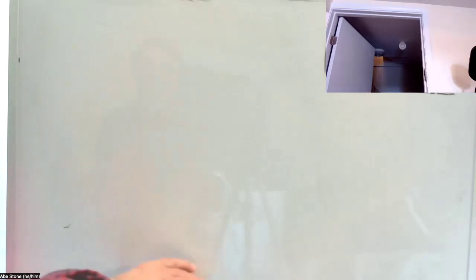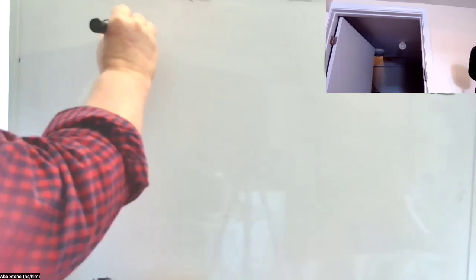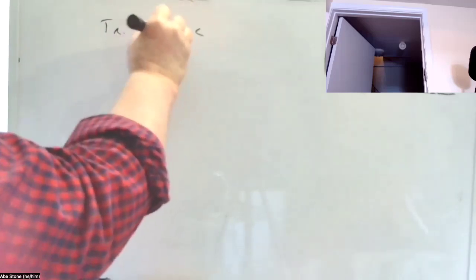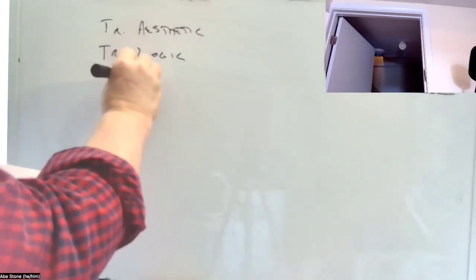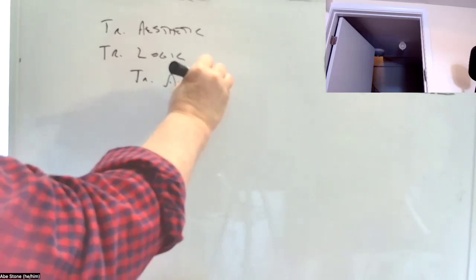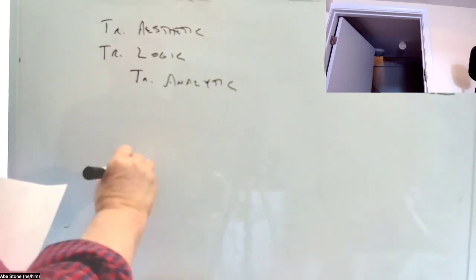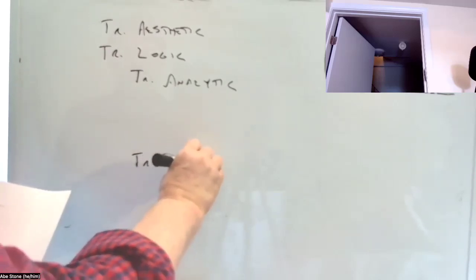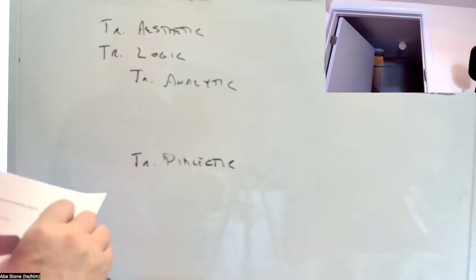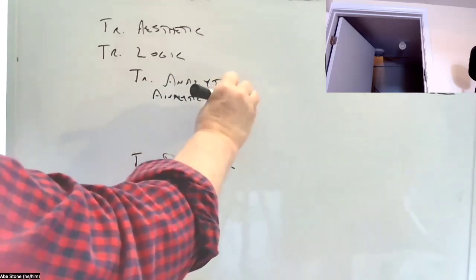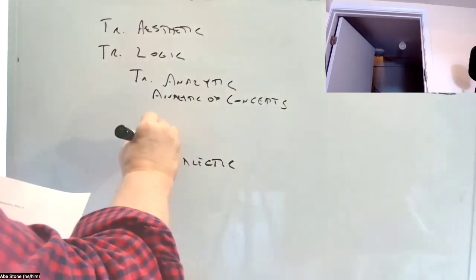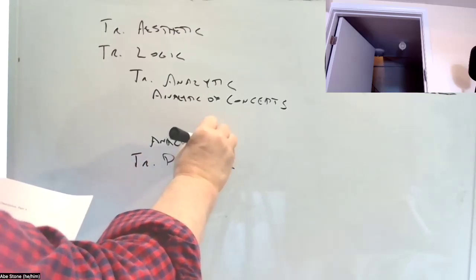So, where we are in the book. As usual, we're inside the doctrine of elements. The doctrine of elements has two parts: transcendental aesthetic and the transcendental logic. And the transcendental logic has two parts: transcendental analytic and the transcendental dialectics. And transcendental analytic has two parts: analytic of concepts and analytic of principles.